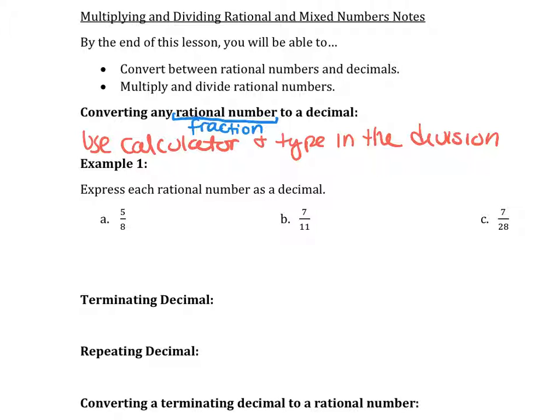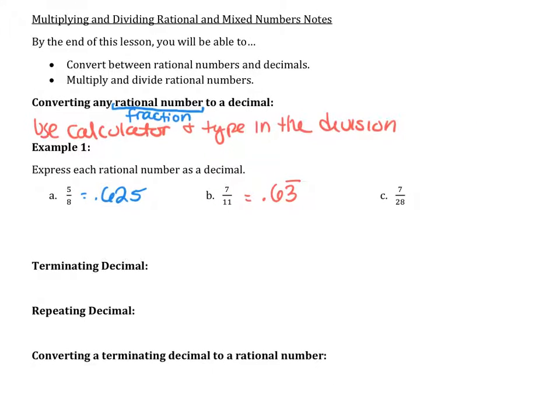So 5/8 as a decimal is what? 0.625. What's 7/11ths? 0.6333 repeating, which would round to 0.63. Because remember, if it's 5 or more, that's when you round up. What about 7/28ths? 0.25.